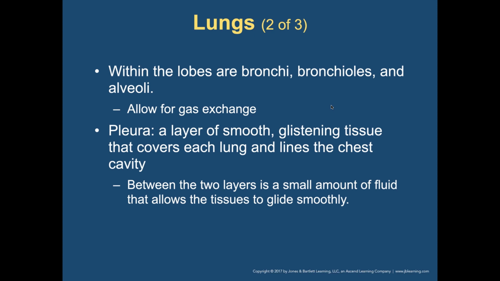Within the lobes, you have your bronchi and your bronchioles. It's basically your left and right main stem bronchus getting smaller and smaller. They're branching off more and more. And they're going to eventually end in small grape-like sacs called alveoli, which I always thought looked more like broccoli than grapes, but that's what they say. And your alveoli is what allows for the gas exchange to happen. That's where your oxygen goes into the bloodstream, carbon dioxide comes out.